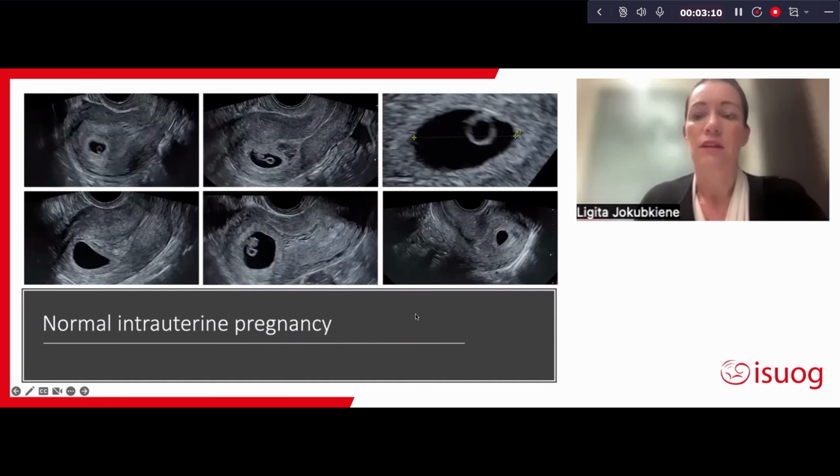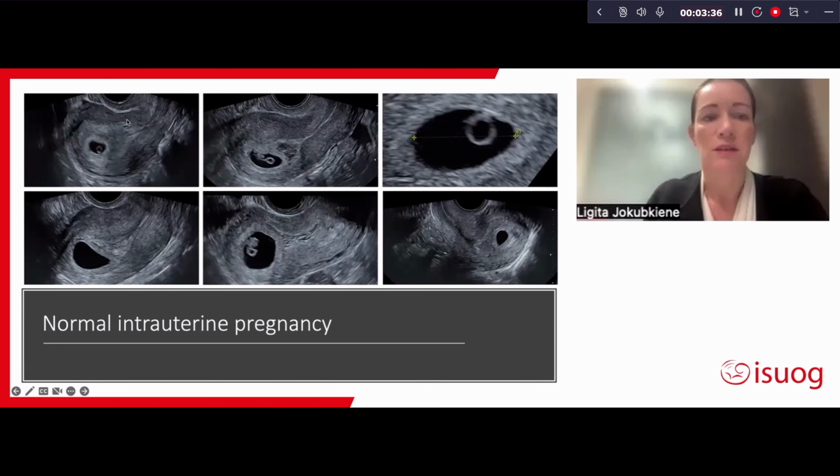So here you see several viable pregnancies at ultrasound at different gestational weeks. In my lecture, I will show you several ultrasound images, and I just want to talk about the orientation of my images. In order for you to orient yourselves, my images will be oriented like this, with the anteverted uterus, the urinary bladder in front and the pouch of Douglas behind.